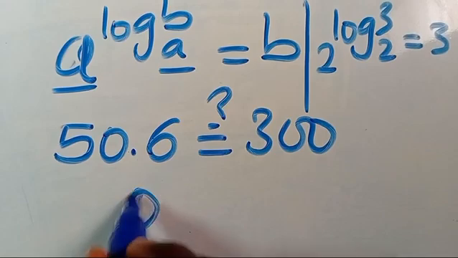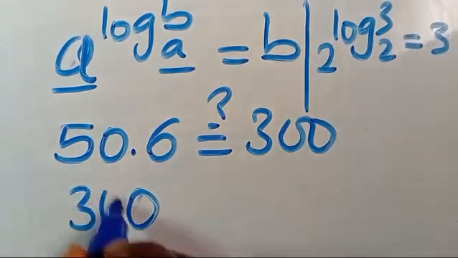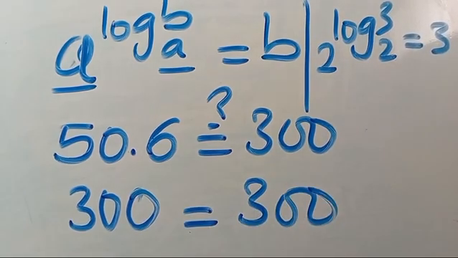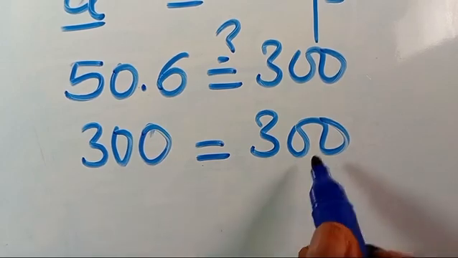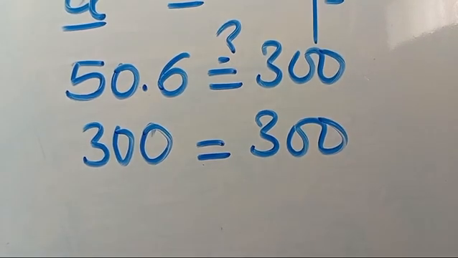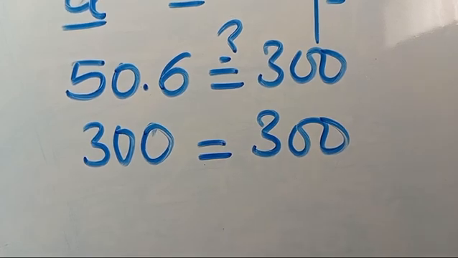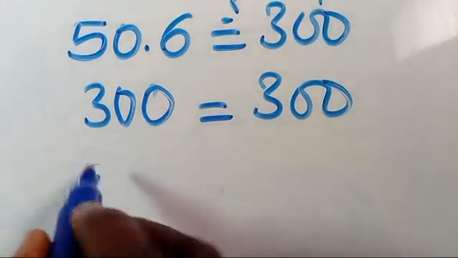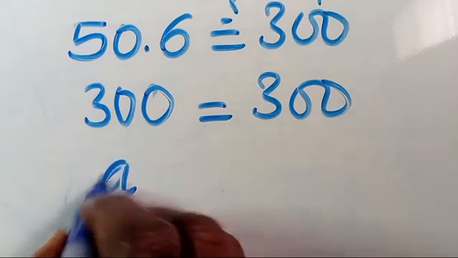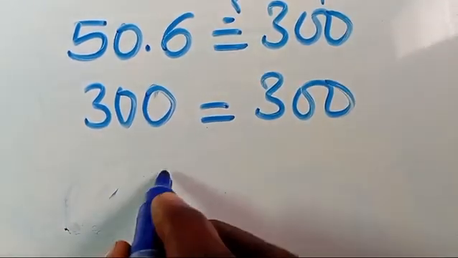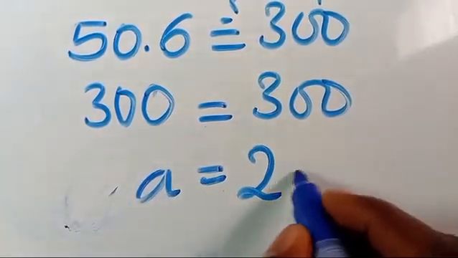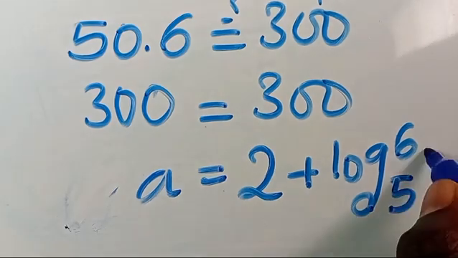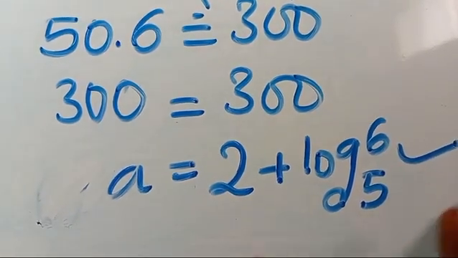6 times 0 will give us 0. 6 times 5 will give us 30. Make it to be 300 equals 300. So since the left hand side equals the right hand side, this implies that a equals 2 plus log 6 in base 5 satisfies the problem given to us.